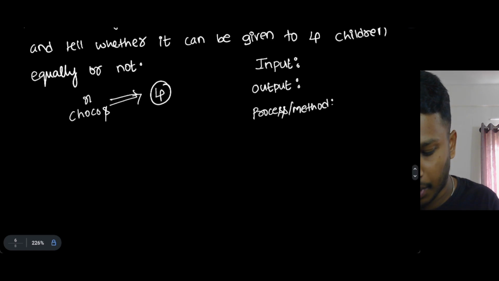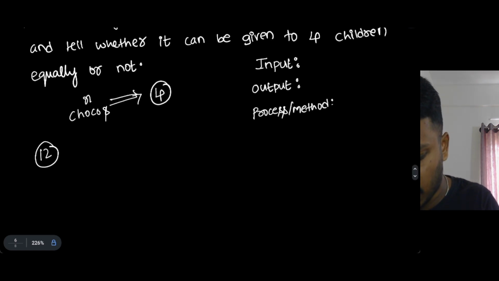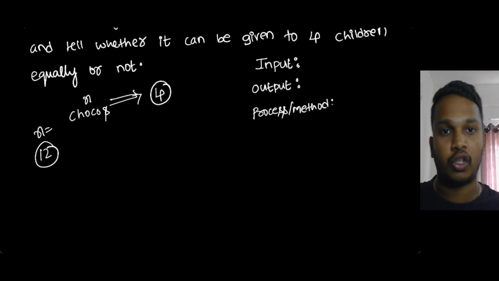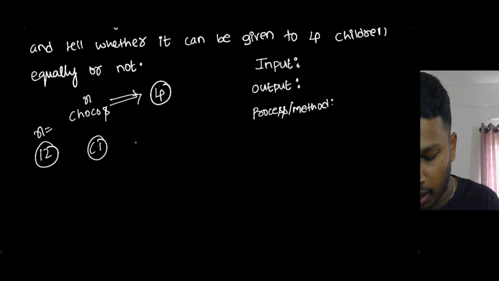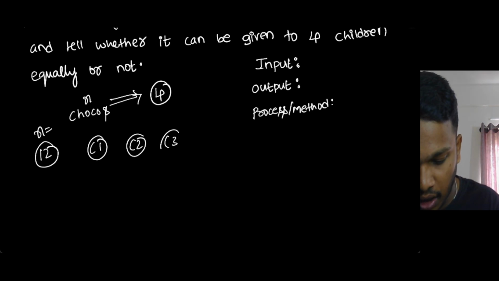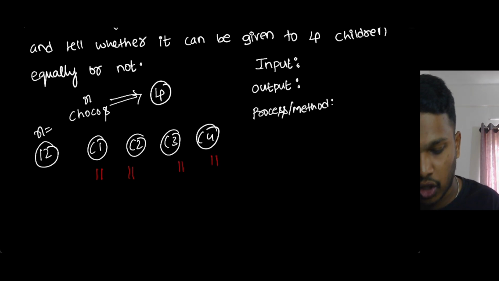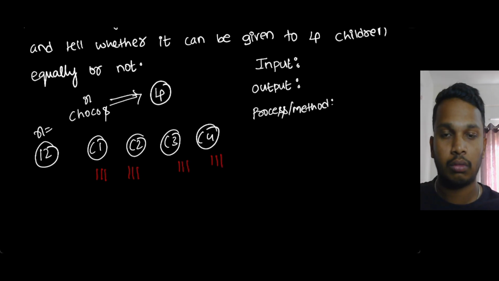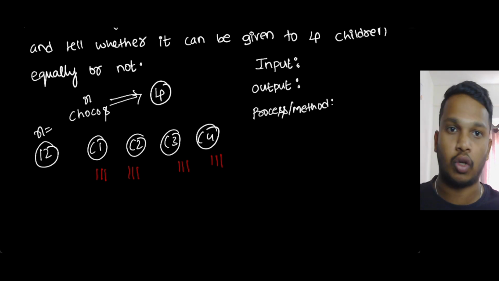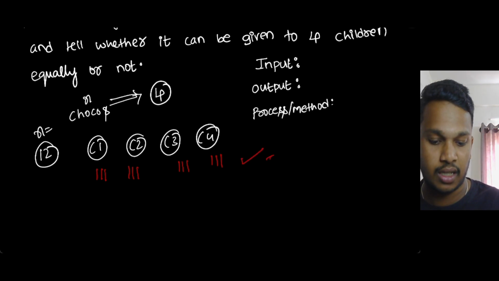For example, if x is equal to 12 chocolates, there are four children: child 1, child 2, child 3, child 4. I will give one chocolate each, then a second chocolate each, then a third chocolate each. Now I have distributed 12 chocolates among four people. So this is perfect. Yes, true.